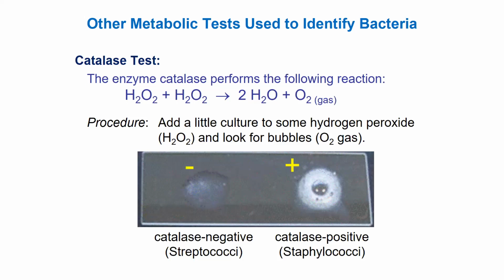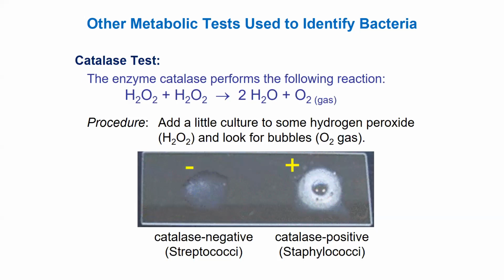There are literally hundreds of tests to see, basically, what do they eat, what enzymes do they have, and so on. I'm just going to show you 3 or 4 tests that are pretty commonly used, and they're very easy to do. First one here is the Catalase Test, which looks for an enzyme called catalase. So what does catalase do? It actually breaks down hydrogen peroxide.